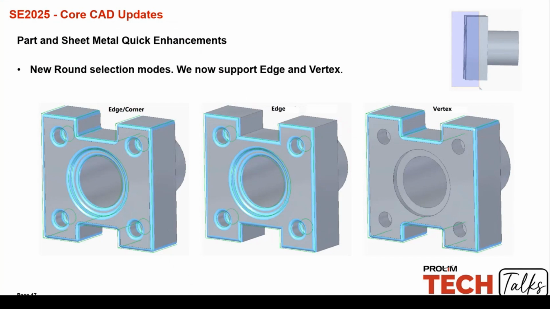So there have been a couple of part and sheet metal quick enhancements for new round selection modes. This new round selection mode makes it easier to get the intended result when using a fence to select a set of edges or vertices. In the case shown here, a fence was placed around half of the front of the part on the side view. So let's look at how this plays out.